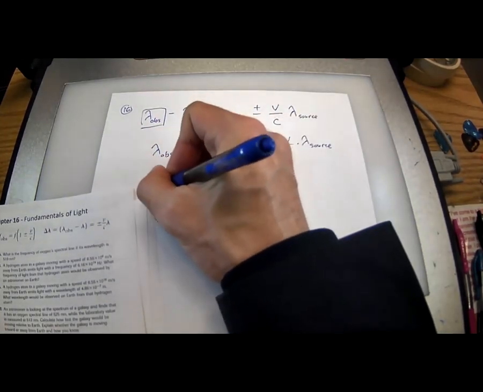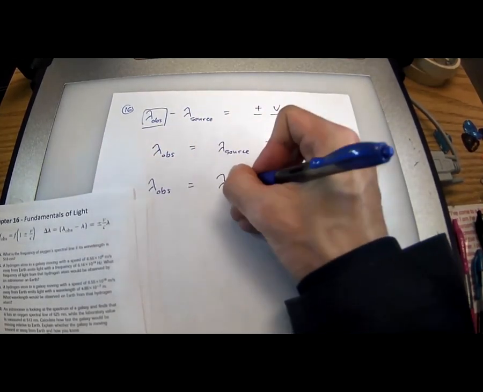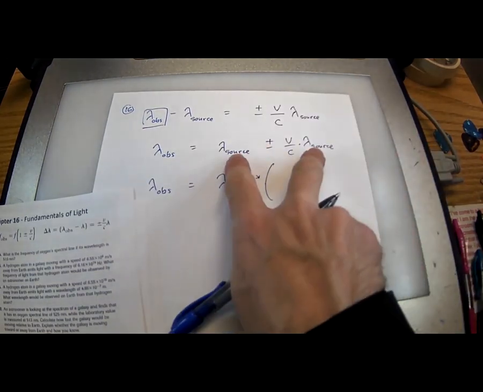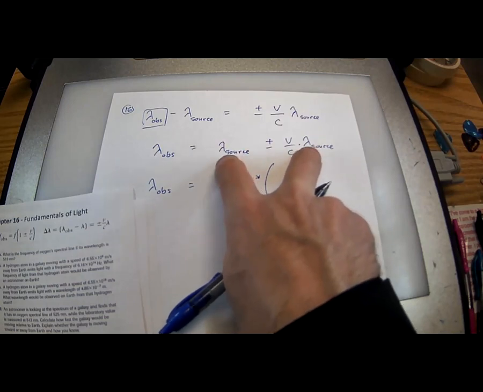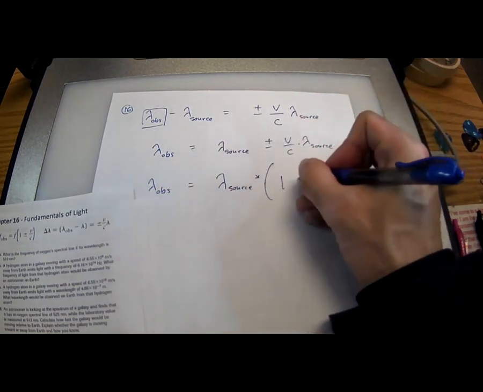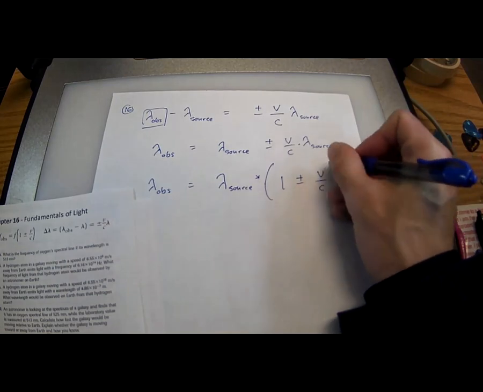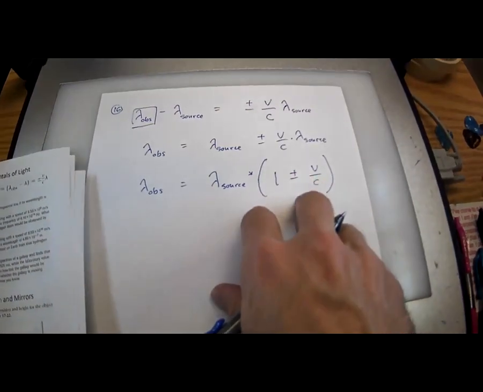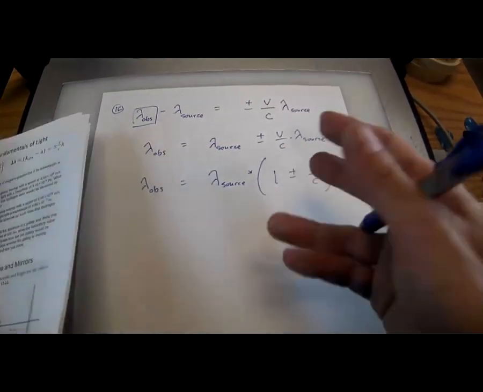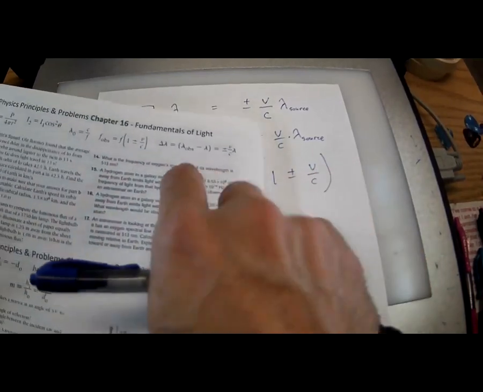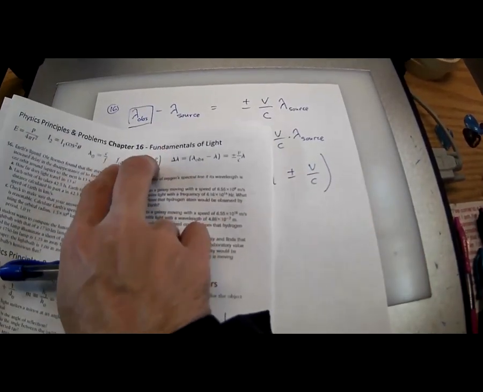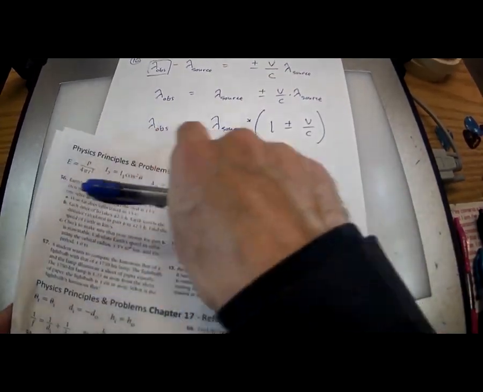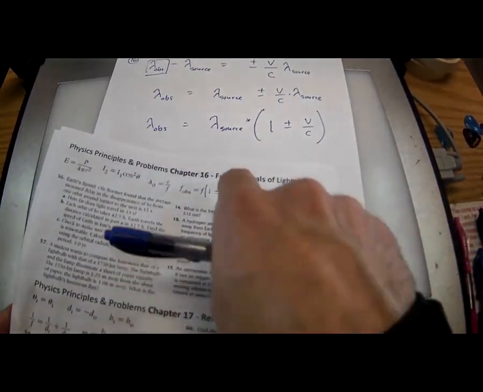So the observed wavelength is equal to the source wavelength multiplied by, right, now if I factor it out of these two terms, I'm going to end up with 1 plus or minus v over c. Right? And the reason I did all this formula manipulation before we actually plug in numbers is that I wanted to make it look a lot like the Doppler shift formula for frequency. Look at that. This looks a lot like this, doesn't it? Except it's wavelength instead of frequency.